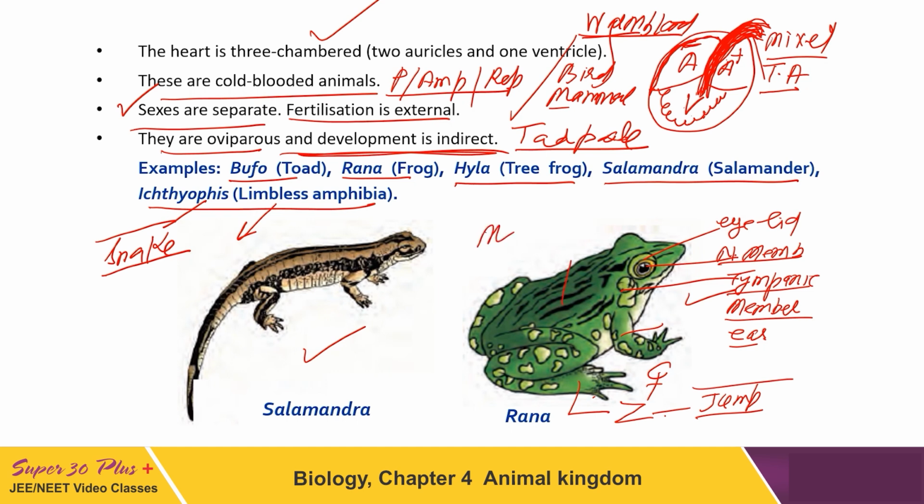Is it? The skin is moist, you know, moist skin. The scales are absent. In this also, this seems to be a lizard, but it's not a lizard, because in the body of a lizard the scales are there. This is Salamandra. In frog the tail is absent in adult. Here the tail is present in Salamandra. You have to remember these things.